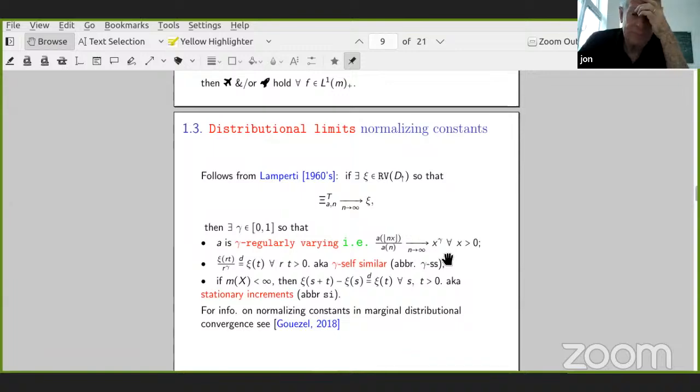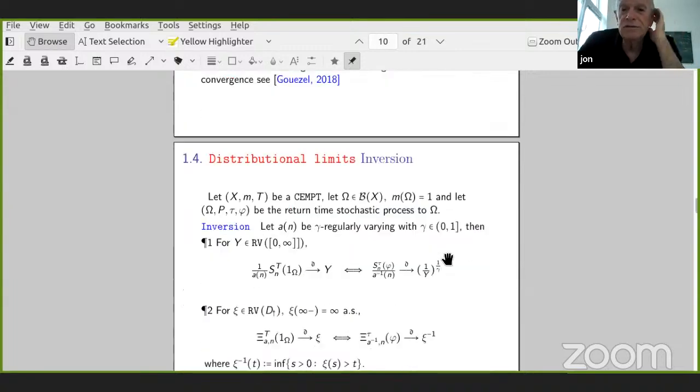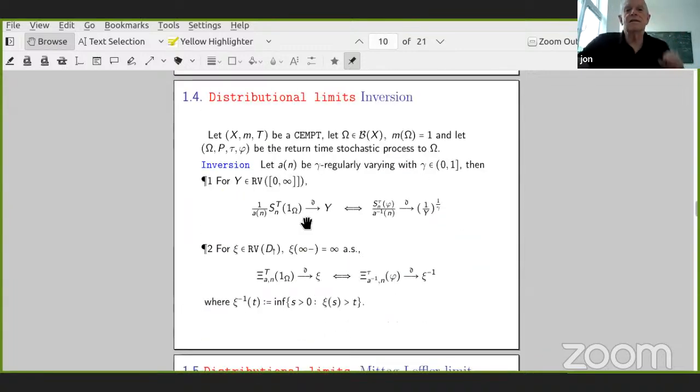Okay. So how does one go from distributional limits? I want to have this kind of idea that I have a conservative ergodic measure-preserving transformation, then I induce and I get a return time process. And maybe I can do something for the return time stochastic process, or maybe I can do something for the infinite one. So there should be something going on, maybe.